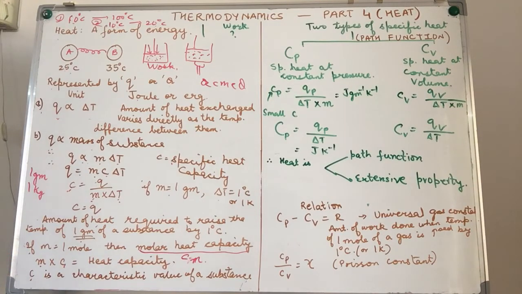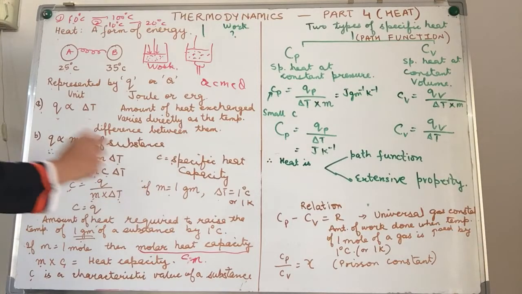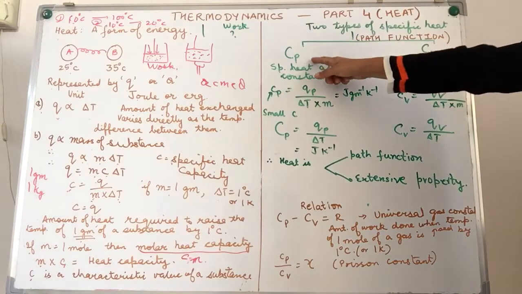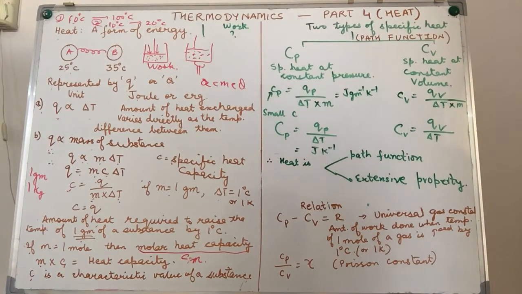C, that is specific heat capacity, is a characteristic value of a substance. Like water has a very high specific heat capacity, indicating that you need a large amount of heat in order to change its temperature by 1 degree Celsius. When we talk about gases, we know that gas behavior is affected by change in pressure as well as change in volume. Hence, we need to further expand our definition to include these two factors of pressure and volume.